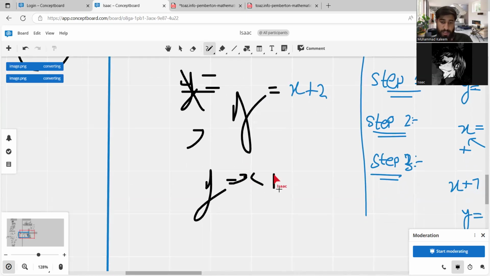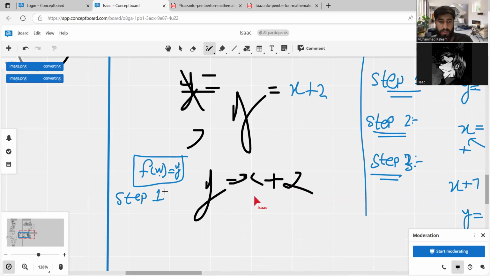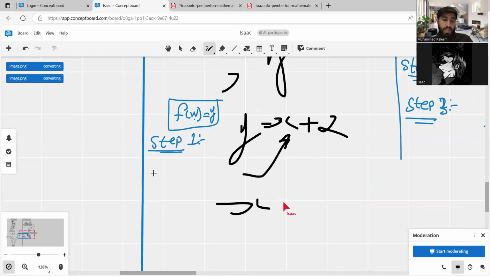Y is equal to x plus 2. You did the first step here: you replaced f of x with y. That's the first step. Then we swap. Now you just have to interchange. X will be changed with y. Y will be replaced with x.